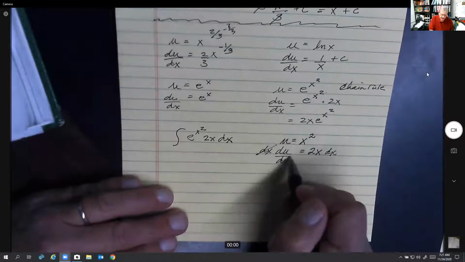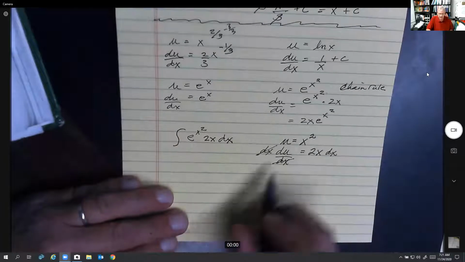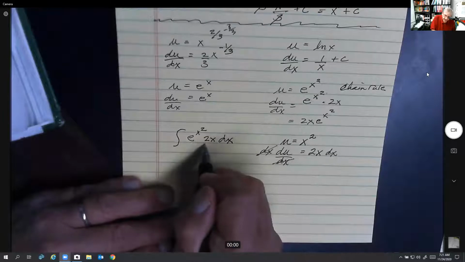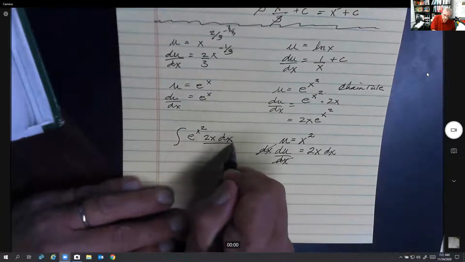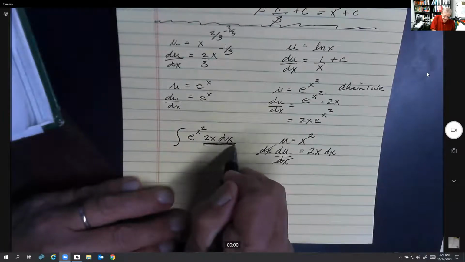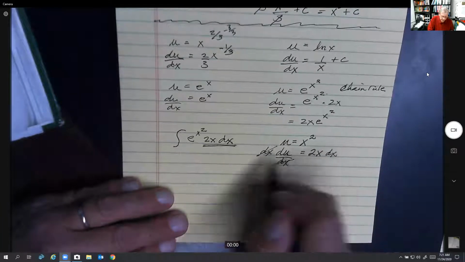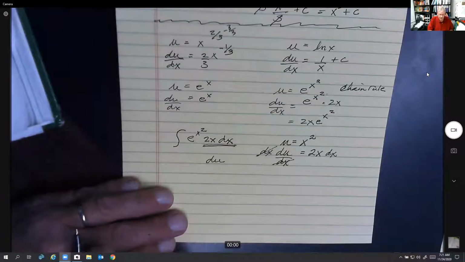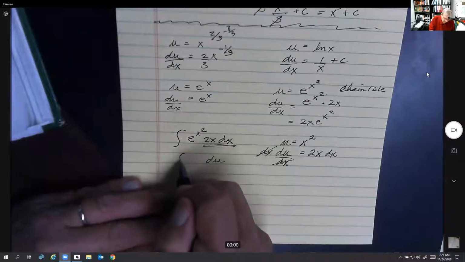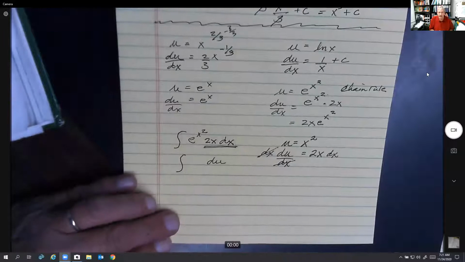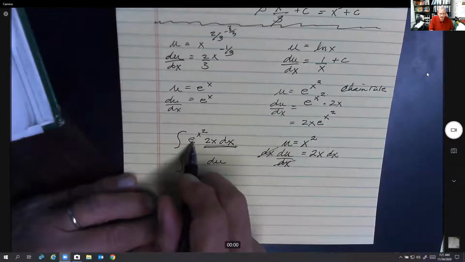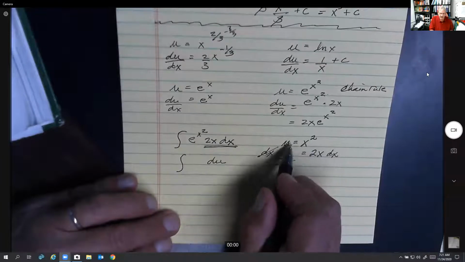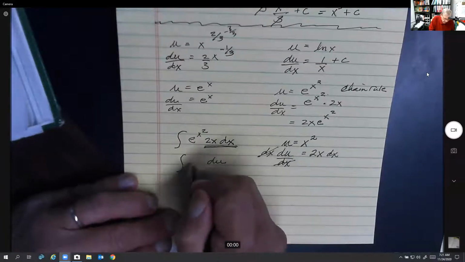That would cause this dx to cancel out. So du equals 2x dx. And you see right in this problem right here, we have a 2x dx. So I'm going to replace that with du. And where there's an x squared, this is still under the integral sign, in place of the x squared I'm going to replace it with a u.